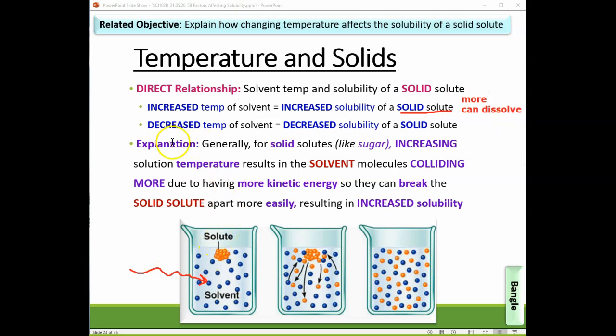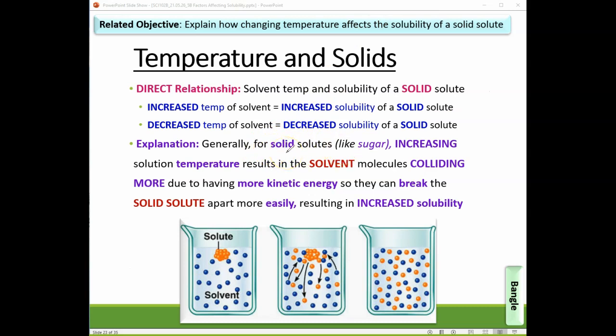On the other hand, in something that's really cold, like our cold tea, it definitely does not dissolve as quickly, nor can we even dissolve quite as much. So this results in decreased solubility, so less can dissolve. Now again, this is generally true. So it's not always true, but for most cases this is true.